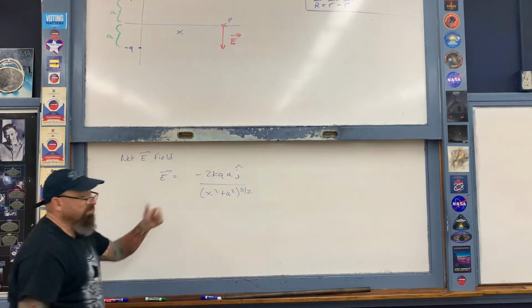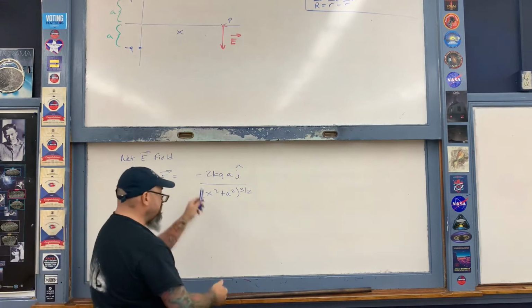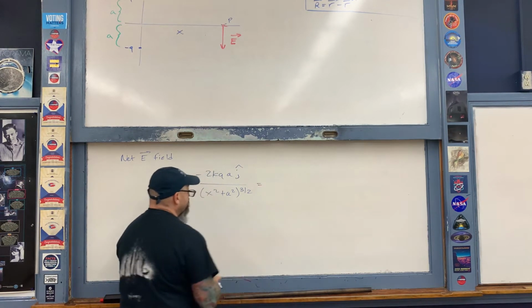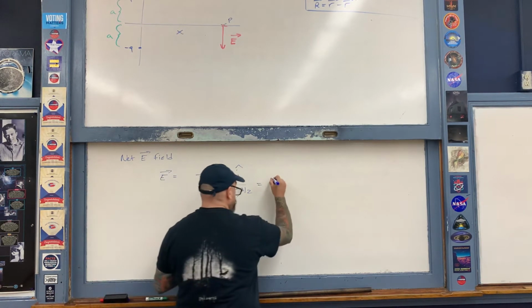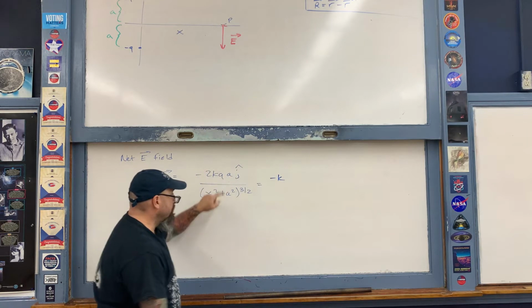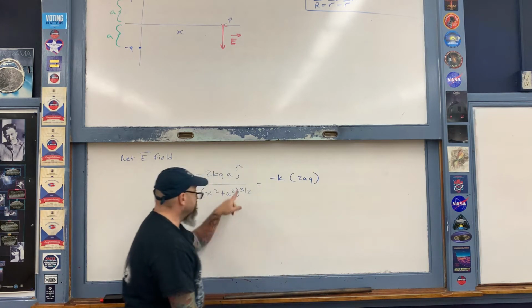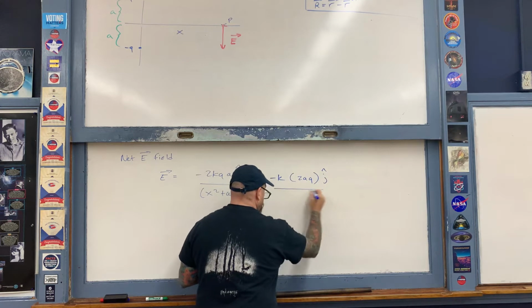Okay, let me once again do some erasing here. And let's get to here once again. And now I'm going to start moving some terms around a little bit, specifically in the numerator of the expression. Let me write the numerator of the expression in the following way. Negative k, and then 2aq, I'm going to put in parentheses, multiplied by j hat, and then divided by the denominator.